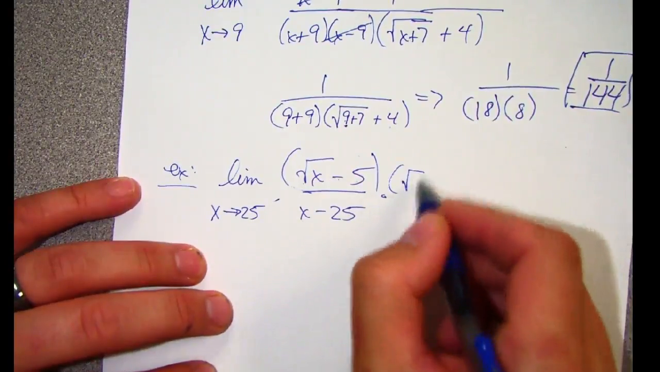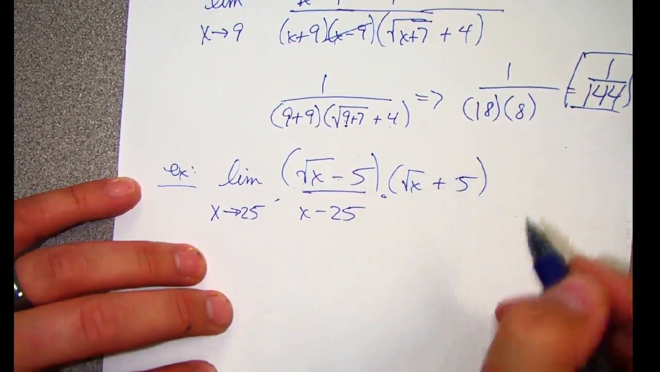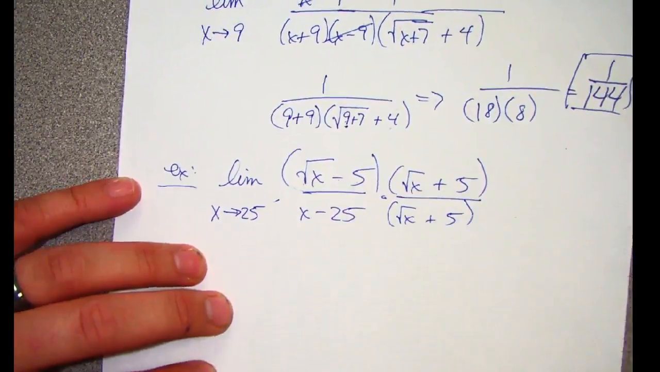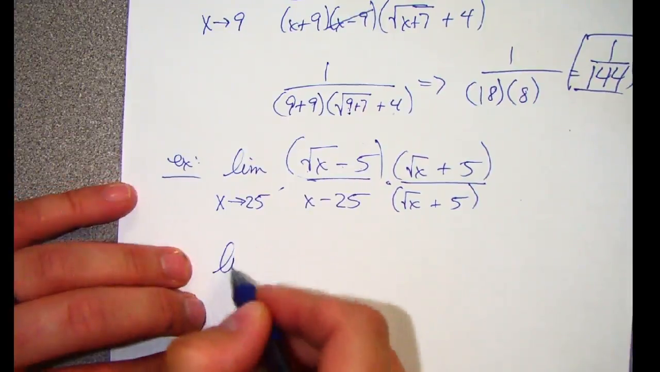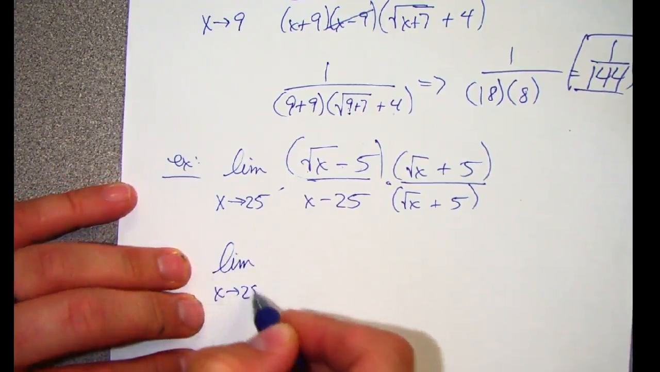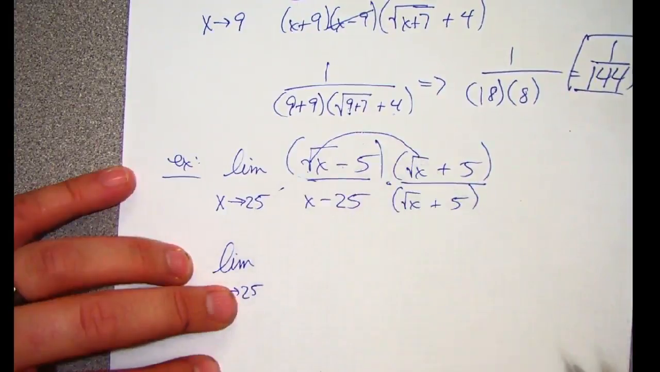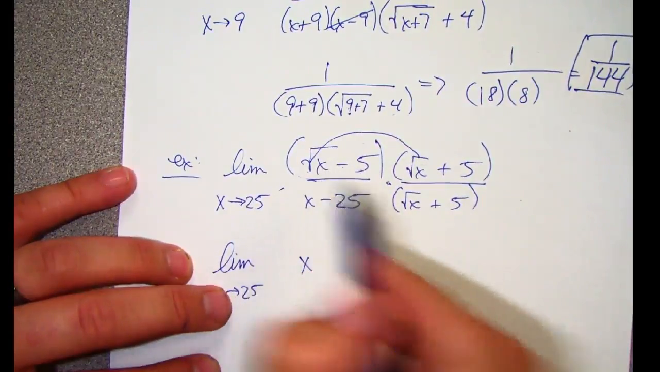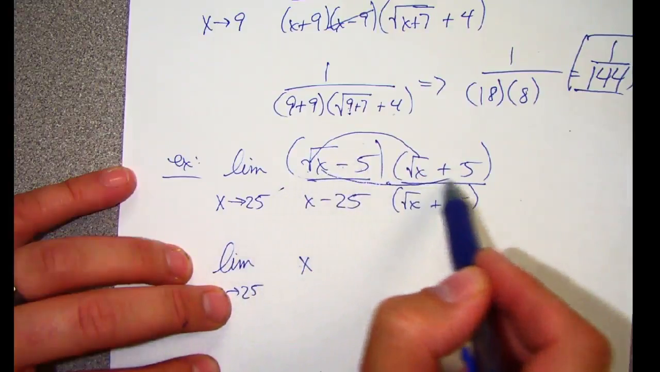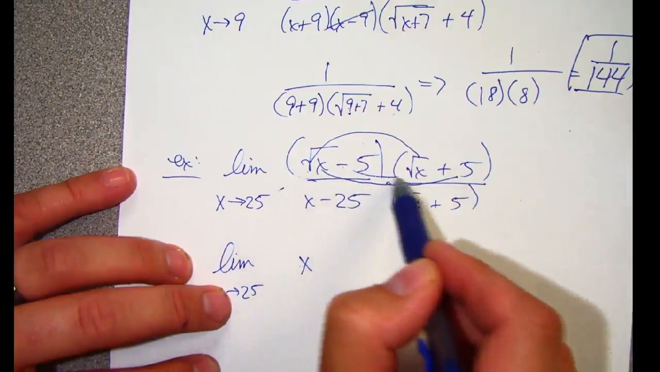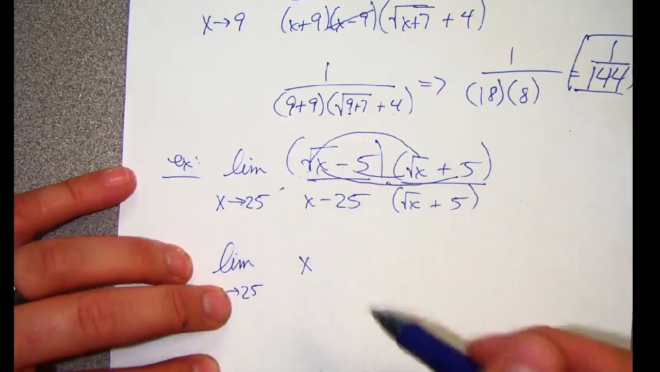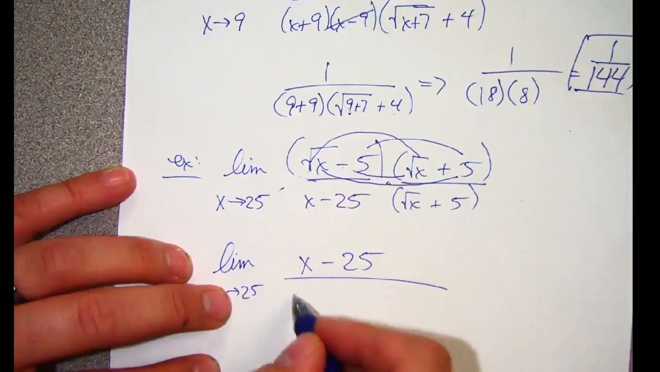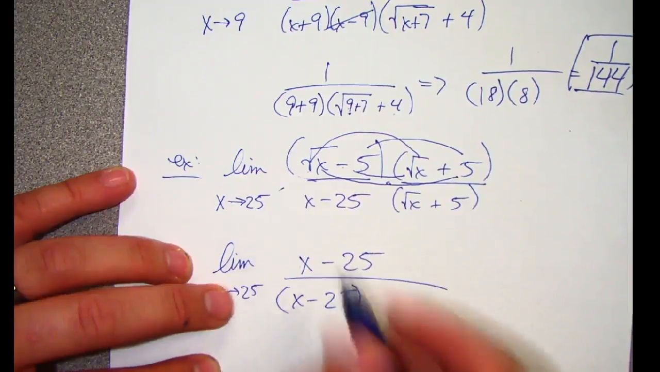So I'll multiply by the square root of x plus 5. But if I do it to the bottom, I've got to do it to the top also. Now FOIL again. So the square root of x times the square root of x is x. Outside and inside will cancel. Square root of x times 5, negative 5 times square root of x will go away. Negative 5 times 5 is minus 25, which is good because of what we have on the bottom.